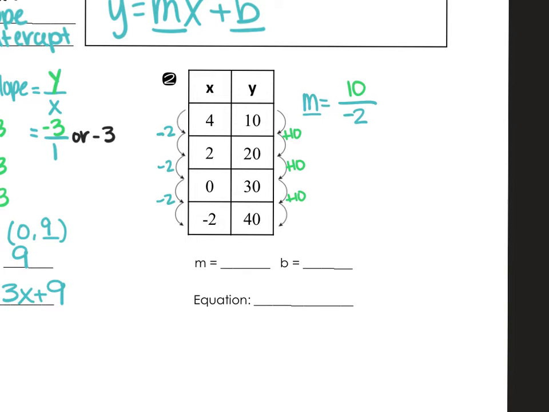So remember, we need to write this in simplest form. That means basically simplify your fraction. All right, so show me what you can divide each of those by. In this case, 2 will go into both of them.